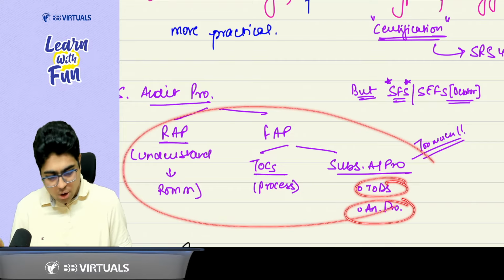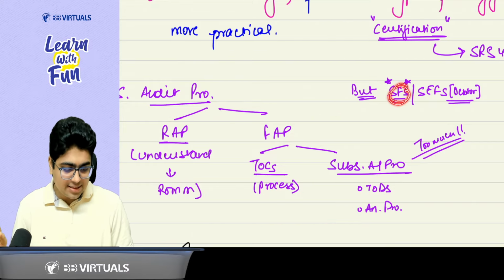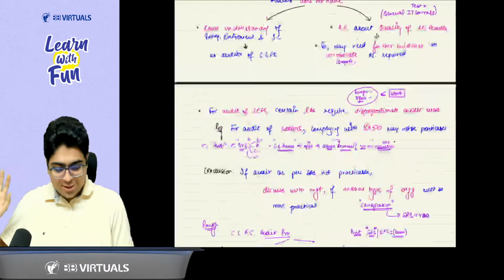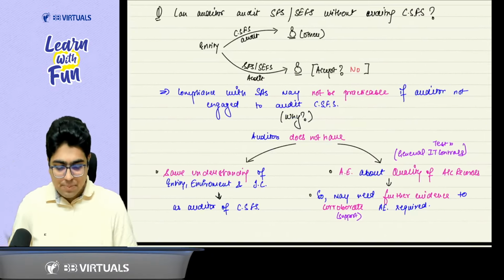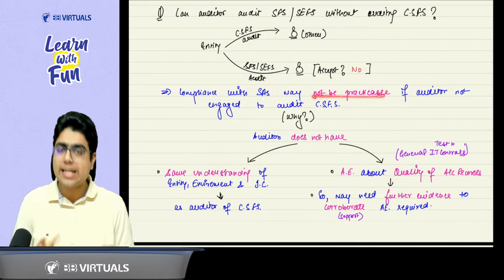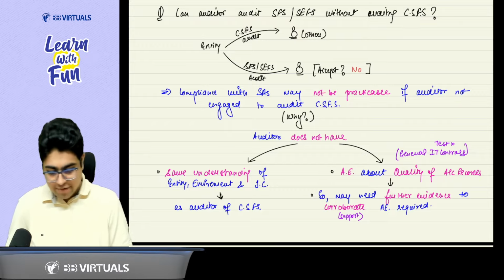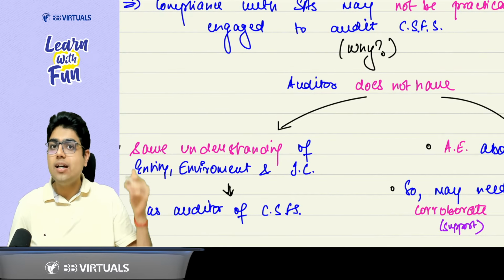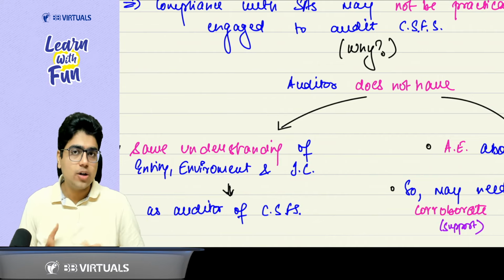Do you think doing all this for a single financial statement or SEFS is too much? The answer is yes, it is too much. So that's the point I'm trying to make. Complying with the SAs only for the audit of SFS or SEFS may not be practicable. Why? Because you don't have two things. First of all, you don't have the same understanding of the entity, environment, internal control that the auditor of the complete set has. Got it, sir?